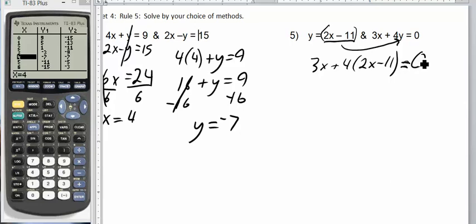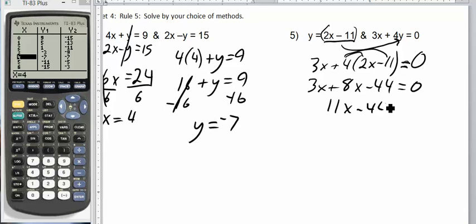All right, so if we have that, we've got to solve this. So we've got to simplify this side. So we distribute. So 4 times 2x is 8x. 4 times negative 11 is negative 44. Keep simplifying, so we add our like terms. 11x minus 44 equals 0.